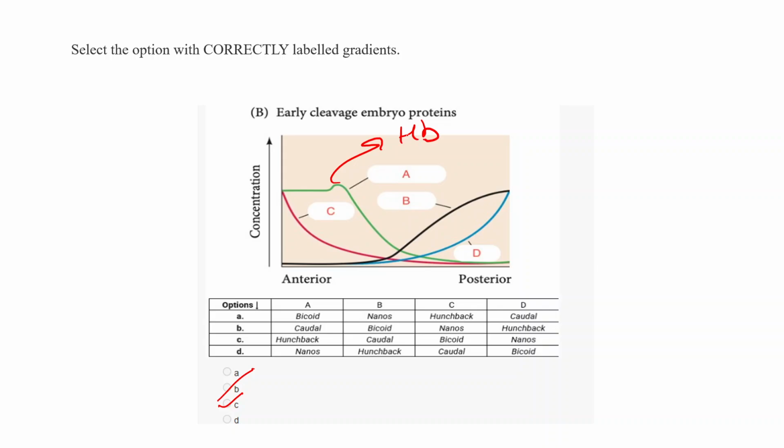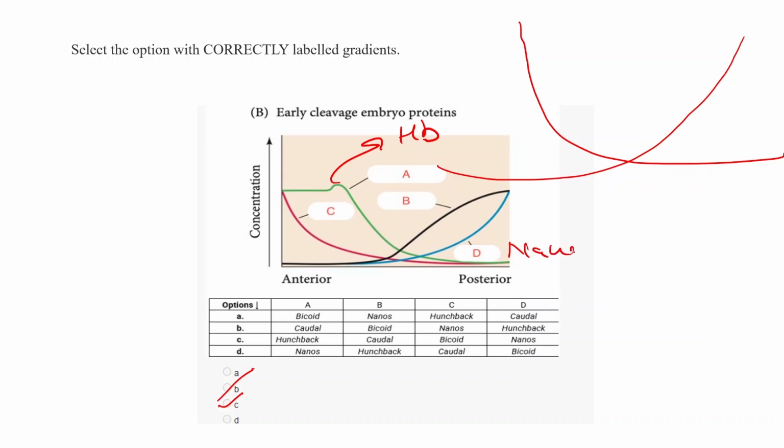I hope this is easy. Bicoid and nanos have these simple graphs. This one is nanos.